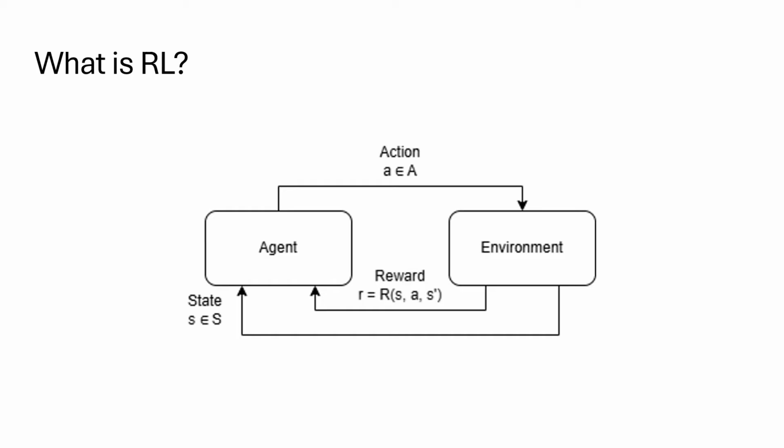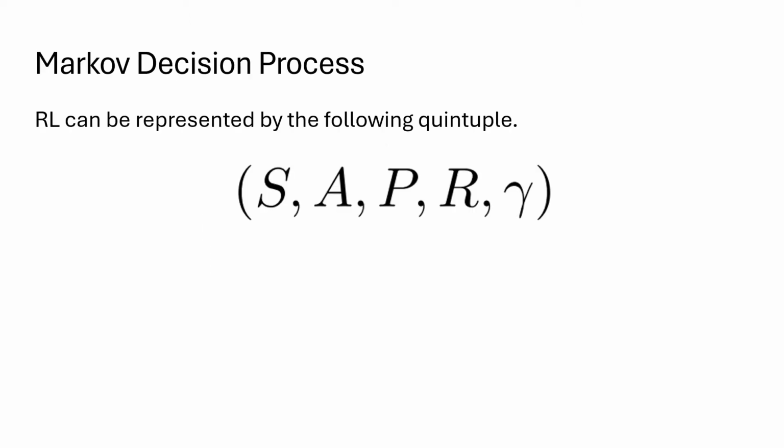There's a way to formalize these definitions, which is typically done through the Markov decision process. This is the framework that's used to model the problems reinforcement learning seeks to solve, and it can be boiled down to this quintuple here.